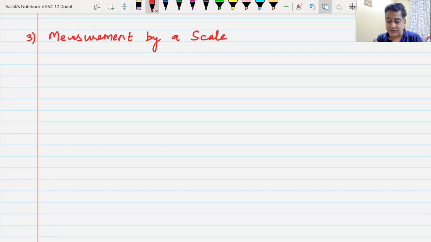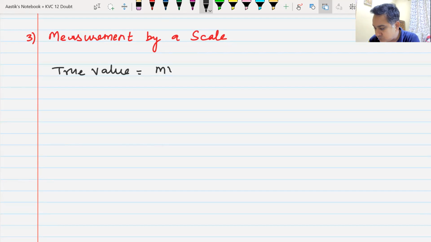If you take into consideration both the change in the length of this rod and the change in the length of this scale, we can devise a formula which takes into account both of these factors. Remember this formula, just apply this and get away with it. True value will be equal to the measured value, whatever this has measured or scale reading, into 1 plus alpha into delta theta. That is the formula that you can apply.